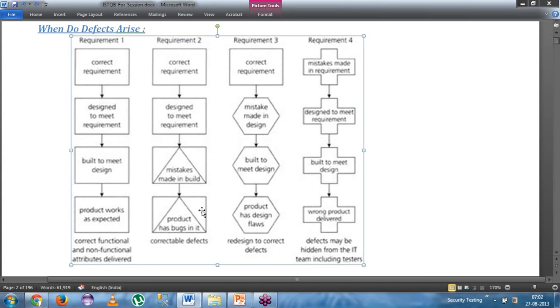So here we need to do redesign. Here we need to fix the problem with the code. Here we need to change the requirement altogether.